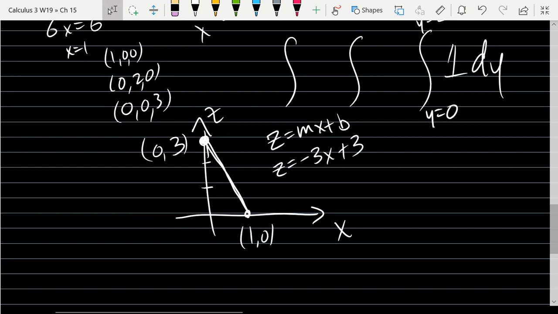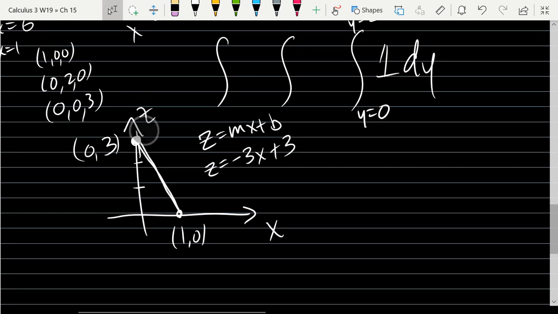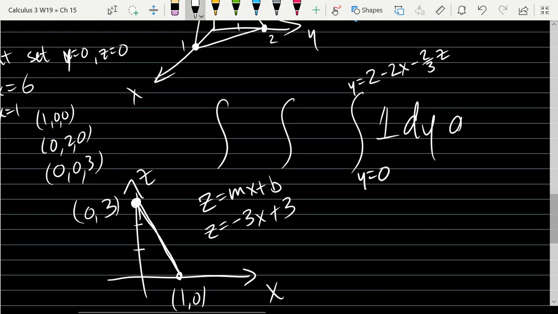Right now, it would make sense to use dz as my next integration variable because I have a function z as a function of x. So I'm basically just making the convenient choice because I don't want to work harder than I need to.